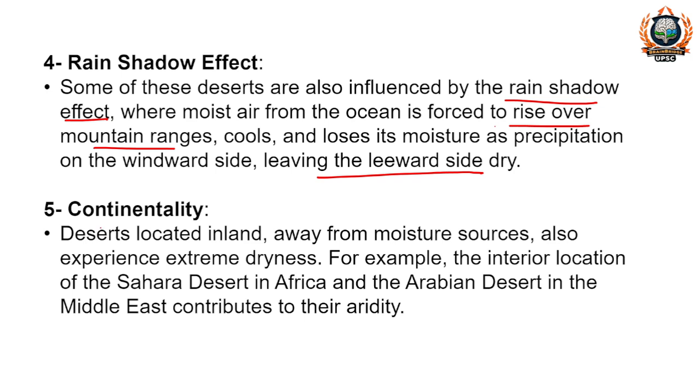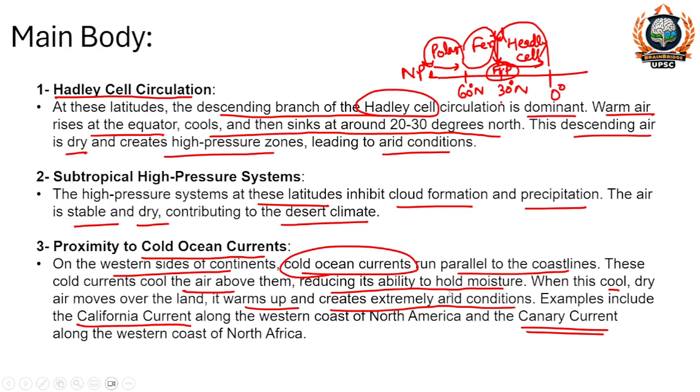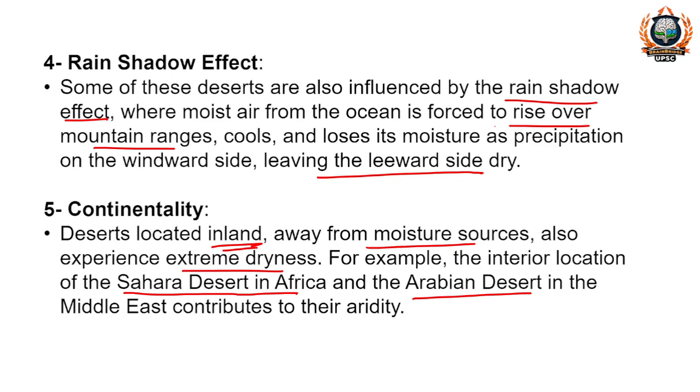Next, continentality. Deserts located inland, away from moisture sources, also experience extreme dryness. For example, the interior location of Sahara Desert in Africa and Arabian Desert in Middle East contributes to their aridity. So these are the major causes for the location of these particular deserts.